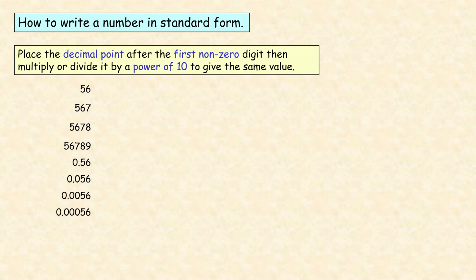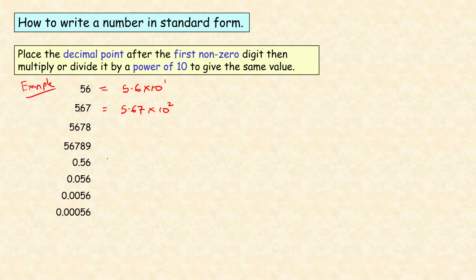So we're going to write these as examples in our book. So if we write example here. First one is 56. So like I say, we're going to put our decimal point there. So that becomes 5.6 times 10 to the power of, and it moves forward 1 space. This one, I'm going to write it as 5.67 times 10 to the power of, decimal point there. So we move it 1, 2, 10 to the power of 2, 567.